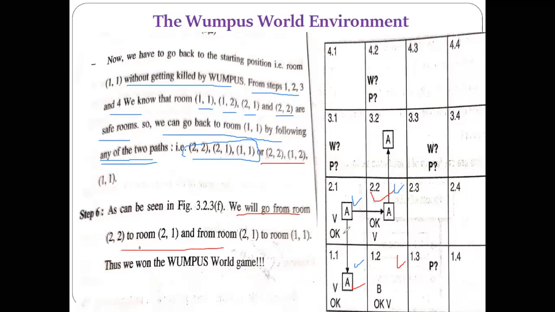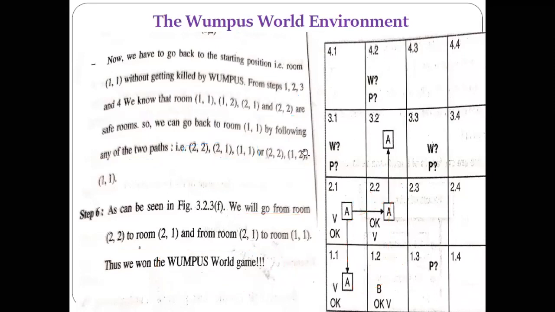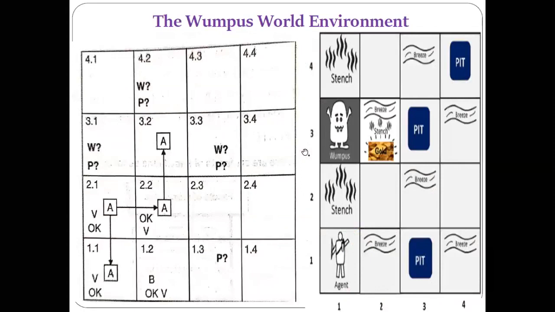Now according to the game we have played, the agent will come like this or the agent will come like this, understood. And the conclusion of this game played by us now is that our agent has won this Wumpus World game. Correct or not? Yes, all of you understood? Yes, sir. So that is nothing but our conclusion that in the game which we have played now, our agent has won the game.